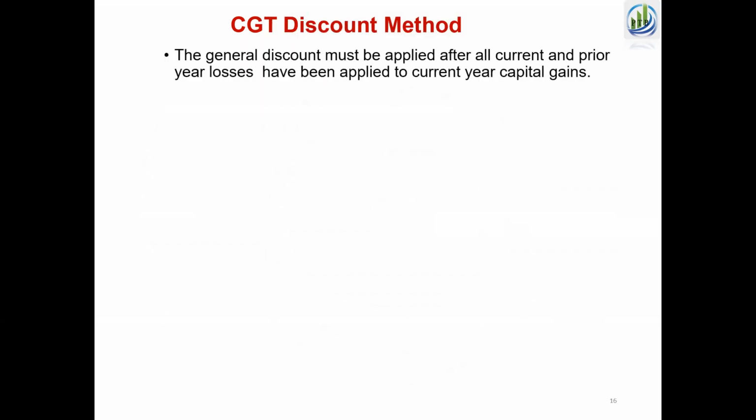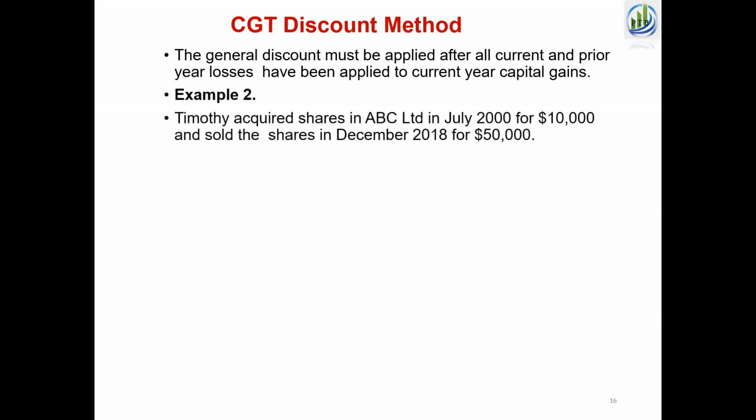The general discount must be applied after all current and prior year losses are deducted. What does that mean? If you have losses you want to carry forward from previous years, you want to settle them first before applying the capital gain discount. So we will see one example. Tim acquired shares in July 2000 for $10,000 and sold them in 2018 for $50,000.